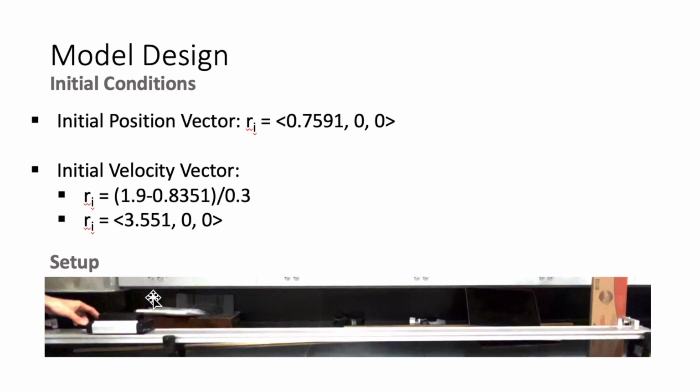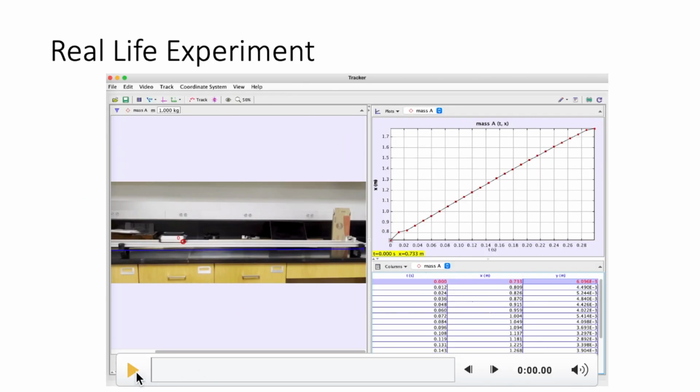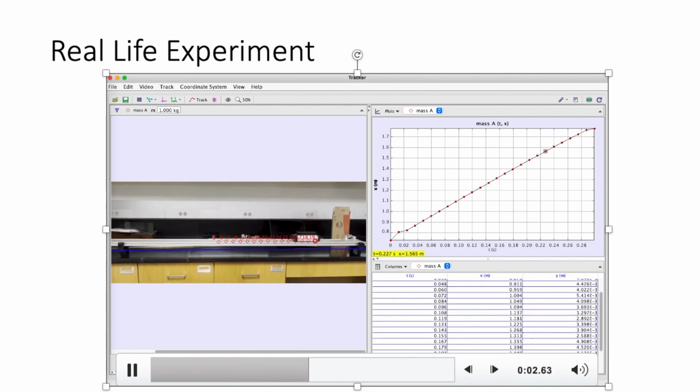So here's the model design, and the initial conditions for both my computational model and the real-life experiment. The initial position vector was based on the placement of the hand to the measurement rules. As you can see, the object was pushed from a little bit in front here, and the initial velocity was calculated in the following way using the video time interval and the distance the object traveled at the beginning. So here's an analysis. It's a video of the real-life experiment using Tracker at 0.4 intervals to get the most accurate representation without complicating the graph, the values on the axes. The mass of the object used was measured to be 1 kilogram.